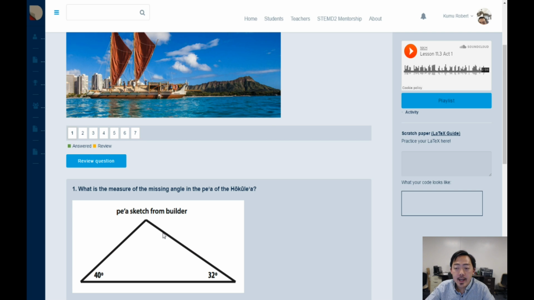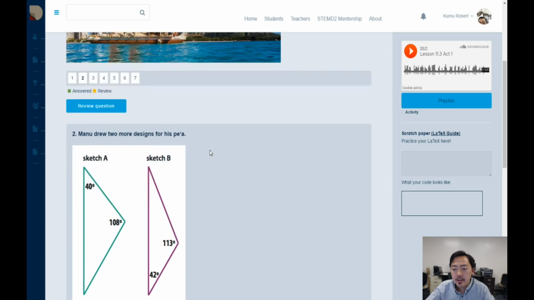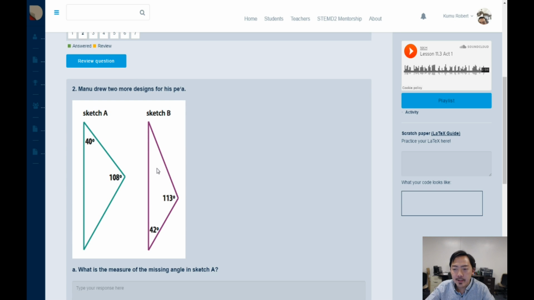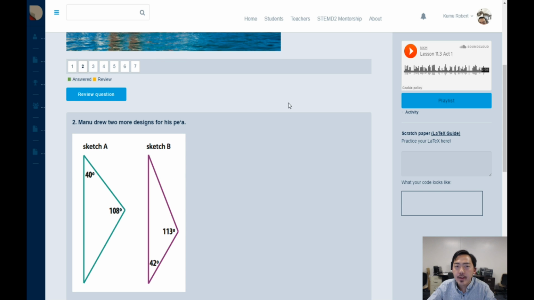Unfortunately, it is missing one angle, but we can use the triangle sum theorem to figure it out. Here are two sketches that Manu made on his own. We can use that theorem again to figure out the missing angles. After we find the missing angle, we can use the angle-angle similarity to figure out which of these sketches best represents the Hokulea's sail.